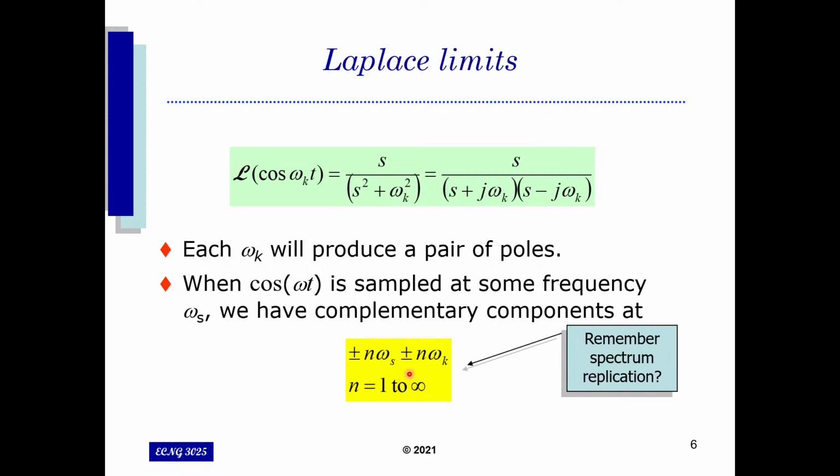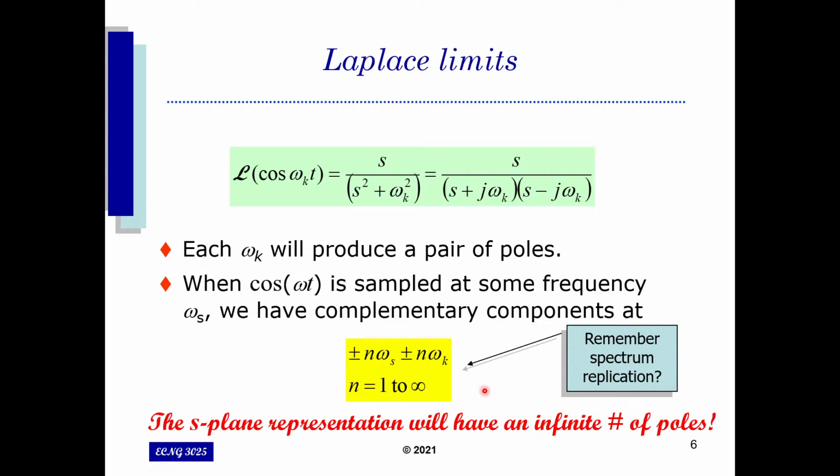Each instance here where we have an n omega s and an n omega k is going to be spectrum replication, which we saw in a few lectures back, where for every instance of omega s and omega k, the spectrum itself will be replicated throughout the entire series in the frequency domain. So once we sample our cosine signal from continuous time into discretized time, and try to apply the Laplace transform, because it's going to be n omega s and n omega k, we end up with an infinite number of poles, which is not practical.